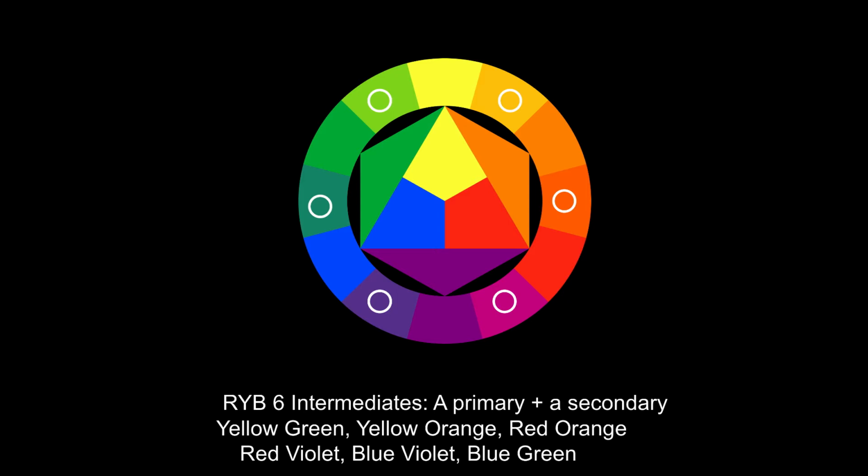When you call out the name of an intermediate color, you always call out the primary that it's made with and the secondary that it's made with. So it's the primary first and then the secondary. So you wouldn't say green-yellow, orange-red, violet-red, those kinds of things. You call it out with the primary name first and then the secondary.